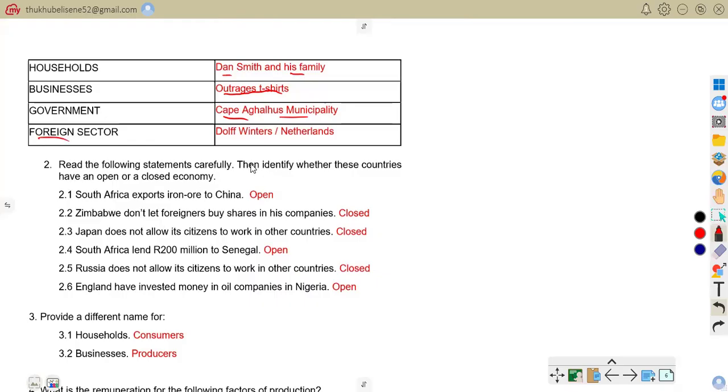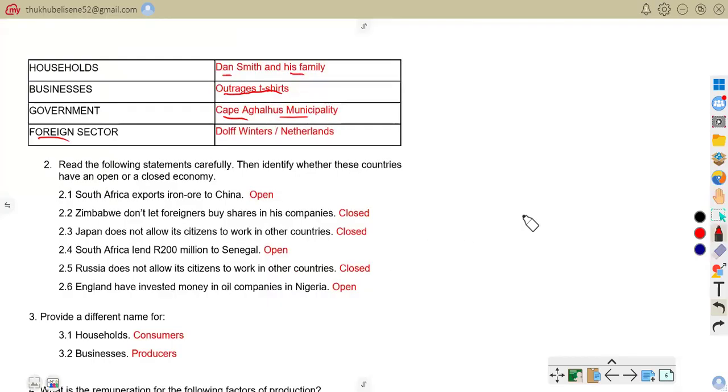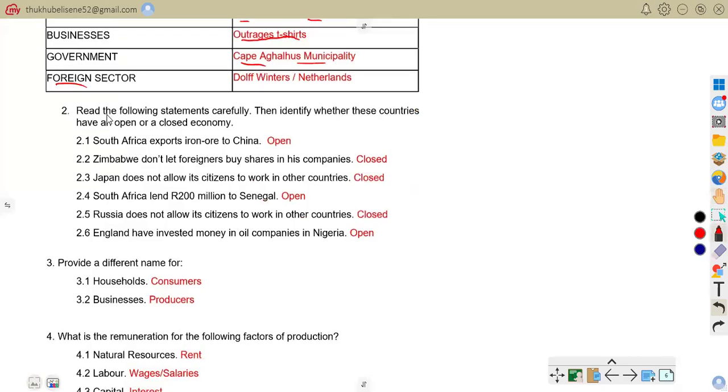The foreign sector now is Dolph Winters and the Netherlands. So this represents what? International trade. Here it is: Dolph Winters is a tourist from the Netherlands. So they represent international trade. Hope everything is clear. So now we are to attend to number 2, where we read the following statements carefully and then identify whether these countries have open or closed economies.